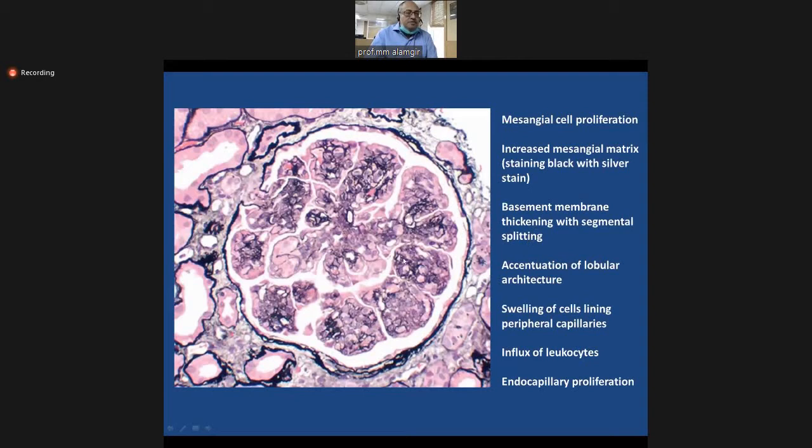There is basement membrane thickening with splitting of the basement membrane, because we have deposition of material within the substance of the basement membrane, so it gives the appearance of a split basement membrane. Not very remarkable here, but in some capillary loops the expert may see duplication of the basement membrane. Okay. So this is basically because of mesangial proliferation. It is called as membranoproliferative glomerulonephritis.